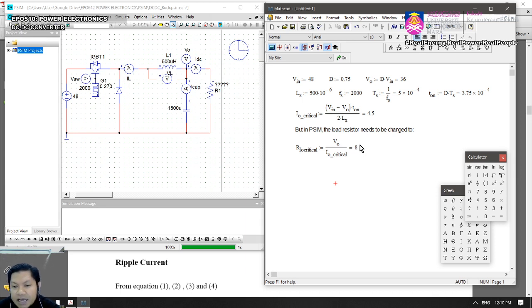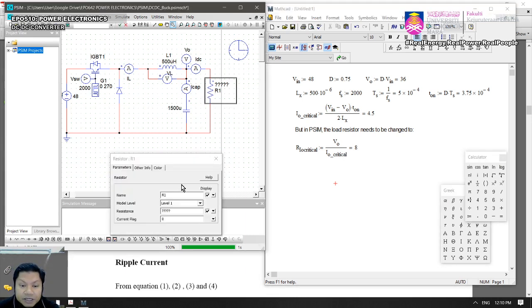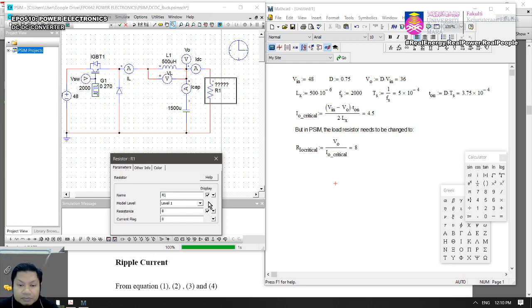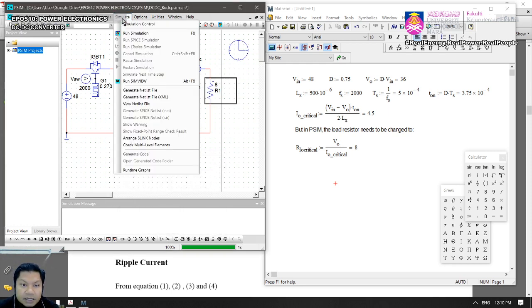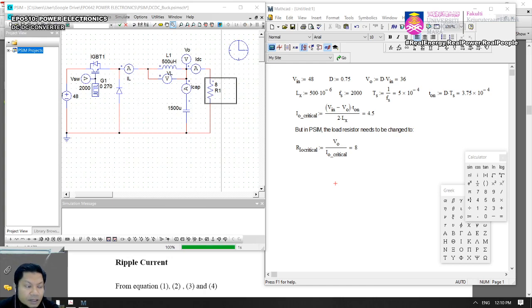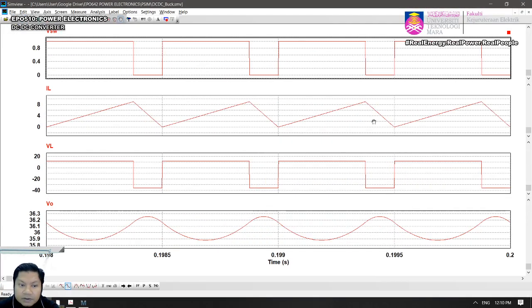So if I change the output resistor to 8 ohm, then we can see the boundary of the inductor between continuous and discontinuous. So let's do that. Going to change that to 8 ohm, and then run the circuit again. Now you can see this. Look at that. Okay, exactly at 0 level. It touches 0 and then it rises again. So this is the boundary between continuous and discontinuous inductor current operation, right?